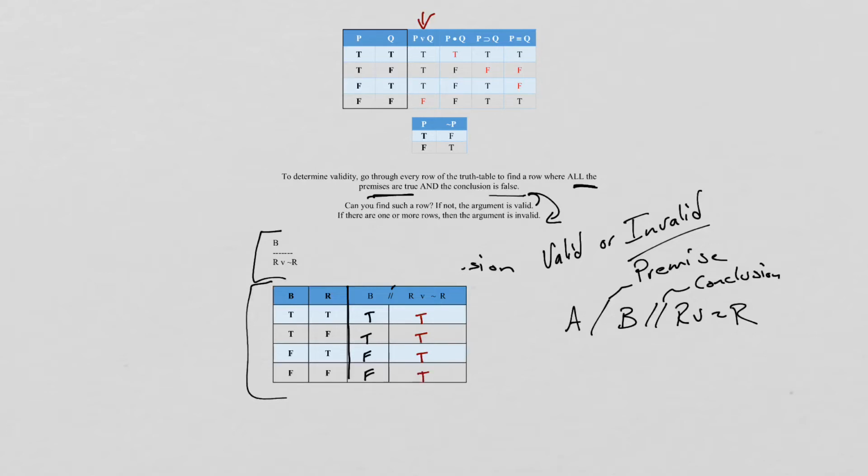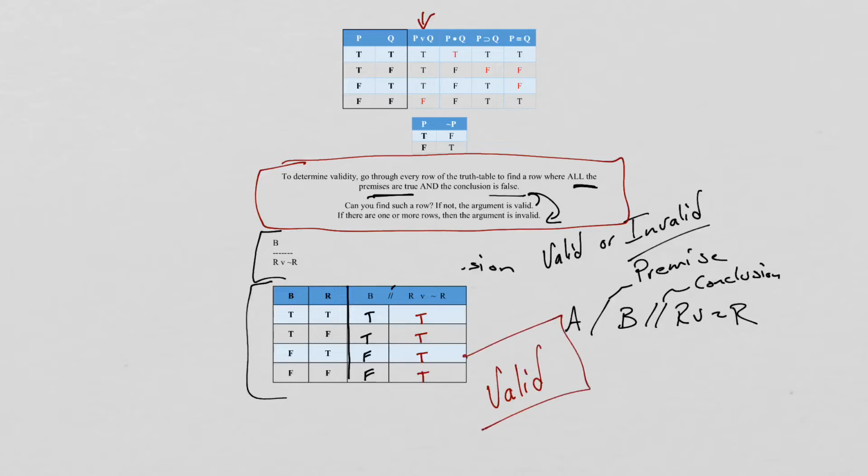Okay, so hopefully you understood how we got this line of trues. What we're going to do now is this last step right here. We're going to look at every row, and in this case it's a really small argument, so we're simply looking for where the conclusion is false and the premise is true. Since all of our conclusions are true, we automatically know this argument is valid.